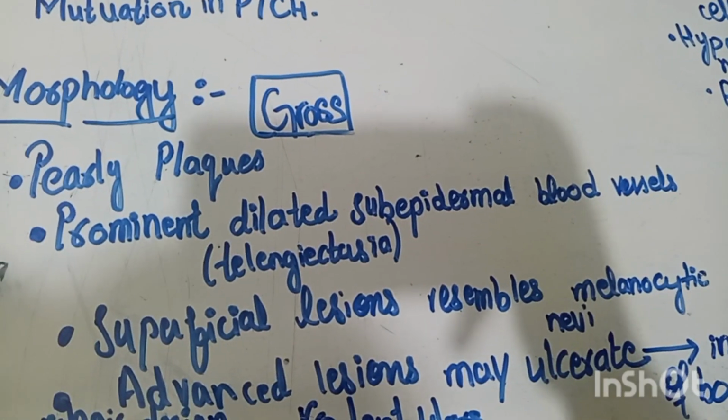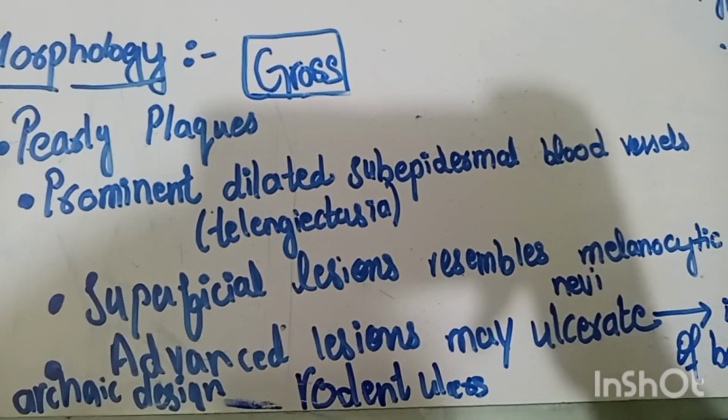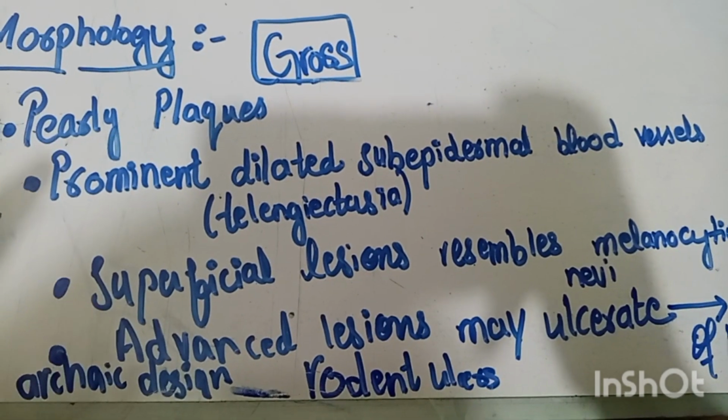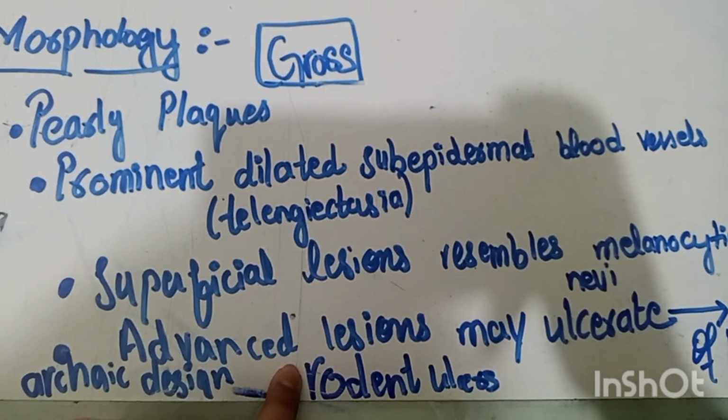It is very difficult to differentiate it from melanocytic nevi, and advanced lesions may ulcerate. Due to the archaic design of the ulcers, it is called a rodent ulcer.